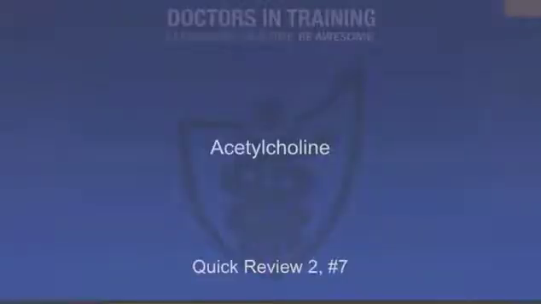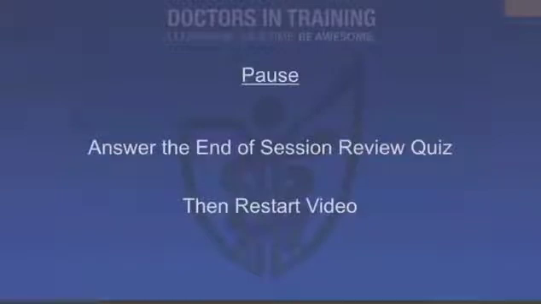Number 7, which neurotransmitter is released in the sinoatrial node of the heart in response to an increase in blood pressure as detected by the carotid sinus? This is acetylcholine by way of the vagus nerve. Okay, so now's a good time to pause the video and complete your in-session quiz, then restart the video and we'll go through the quiz together.